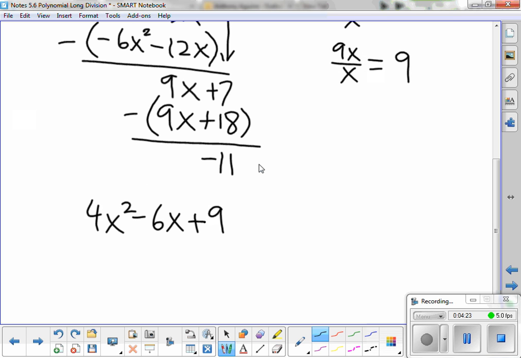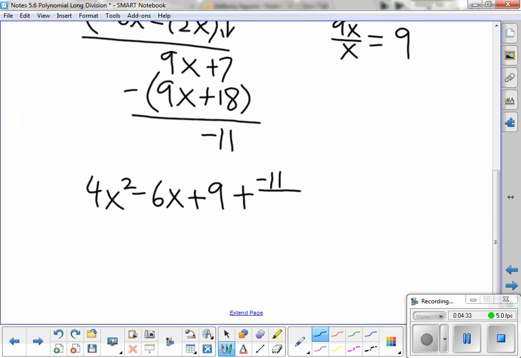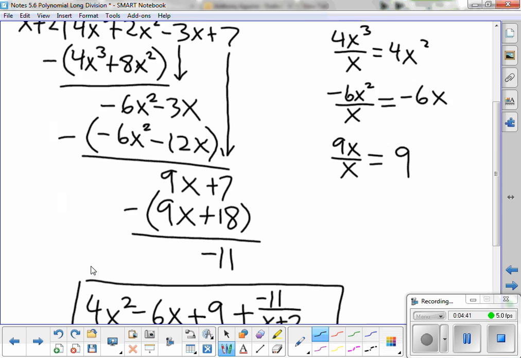And then what you're going to do is you're going to add your remainder on. So plus your remainder. Your remainder is negative 11. And you put your remainder over whatever you were dividing by. You're dividing by an x plus 2. And that is how you do long division. Okay? That's it.